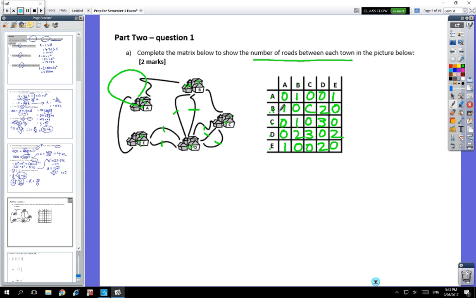What's that number? B, C. B to C is a 1. It should be a 1. Okay, so there's your matrix. That's as simple as it needs to be.